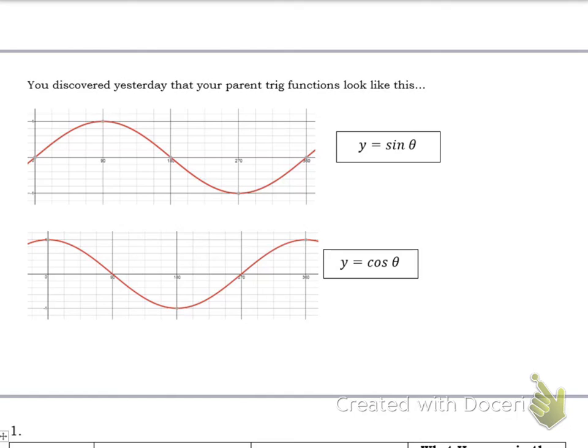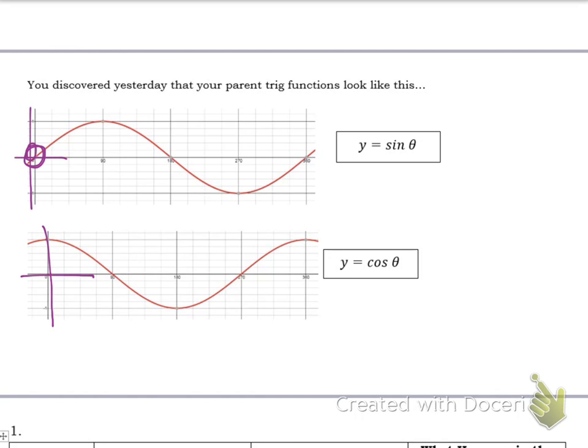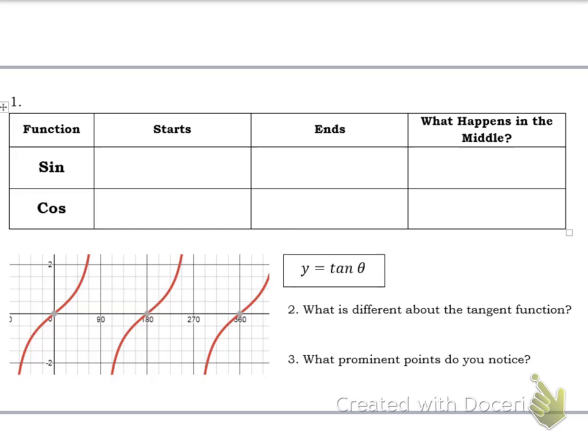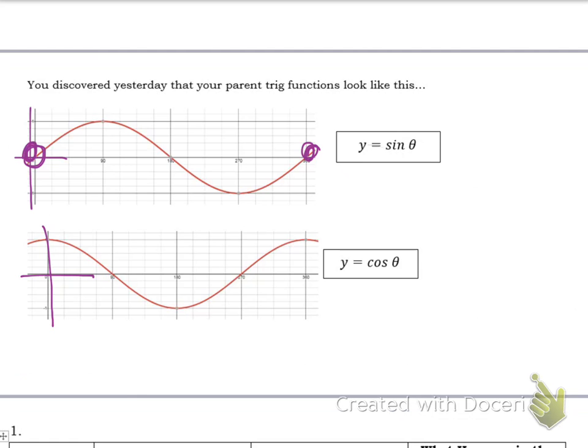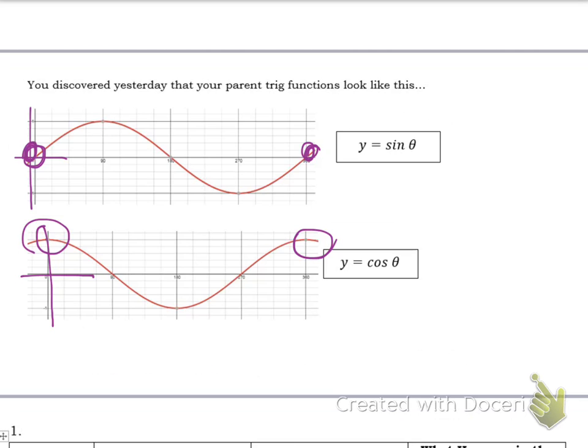So here are my two graphs. I've got sine and cosine. So this is my 0, 0 right here, my origin, and this is my 0, 0 right here. Okay, so we're going to use that to fill out this chart. So sine starts at 0. A full revolution would then end at 0. So it starts at 0, ends at 0. Okay, cosine starts at 1, ends at 1. So 1 and 1.